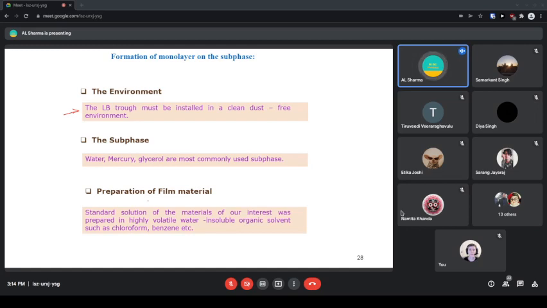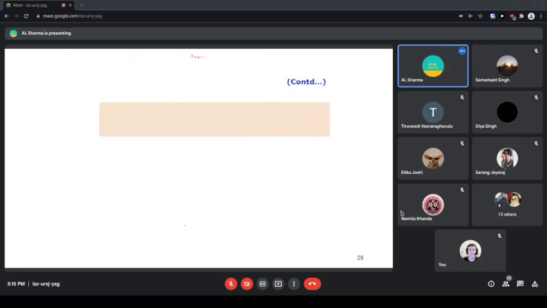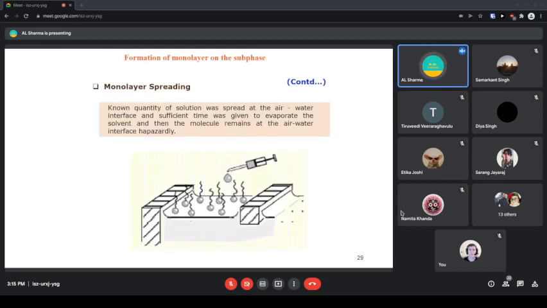benzene, etc. What I am talking about so far is where we are going to put our materials, that is, the water surface. Why are they saying volatile? Since once your materials are adopted over the substrate, the solvent is just going to evaporate. So what is actually happening here, if you see the monolayer spreading, how is the monolayer spreading going to happen?